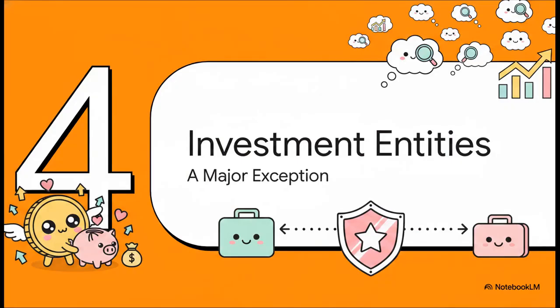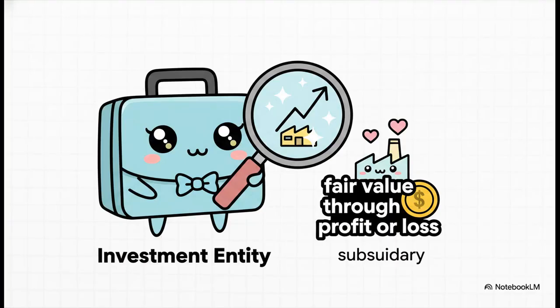Which brings us to Section 4, the Investment Entity Exception. Okay, things get really interesting here for investment entities. Think of your private equity firms or venture capital funds. These entities manage their investments on a fair value basis. Because of that highly unique business model, IFRS 10 actually requires them to measure investments in subsidiaries at fair value through profit or loss, rather than consolidating them.